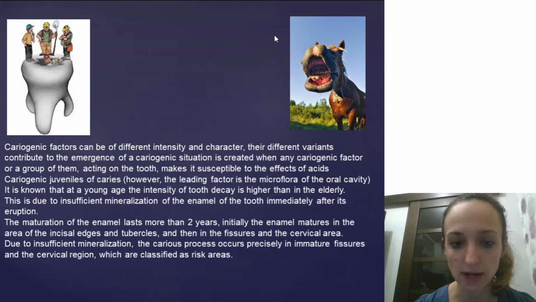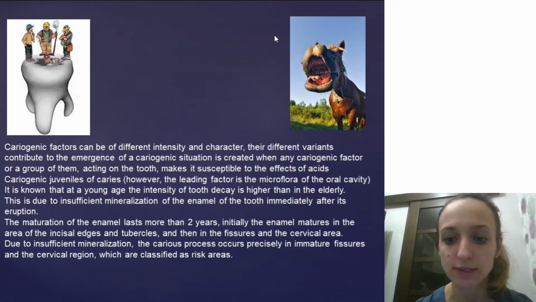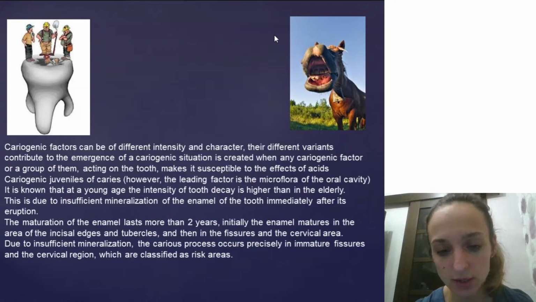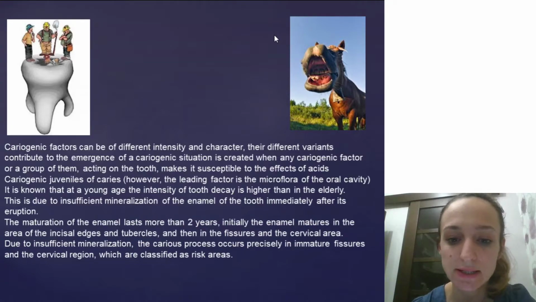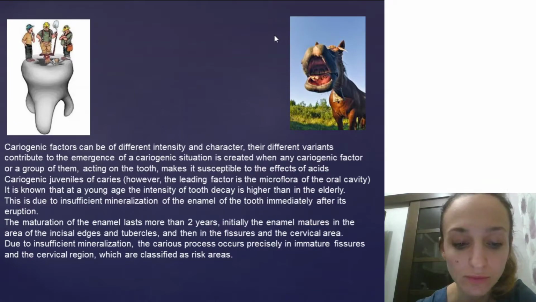So, carcinogenic factors can be of different intensity and character. There are different variants. The carcinogenic situation is created when any carcinogenic factor or a group of them acts on the tooth and makes it susceptible to the effects of acids. And of course, you should know about the three stages of formation of dental plaque.